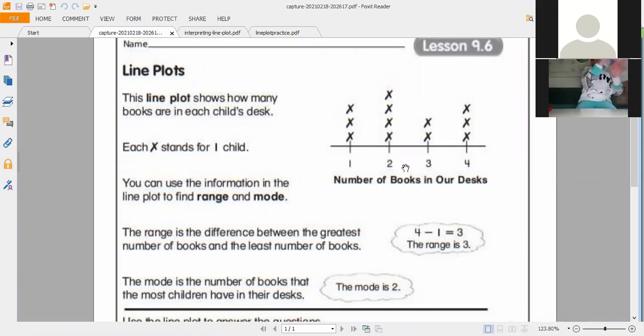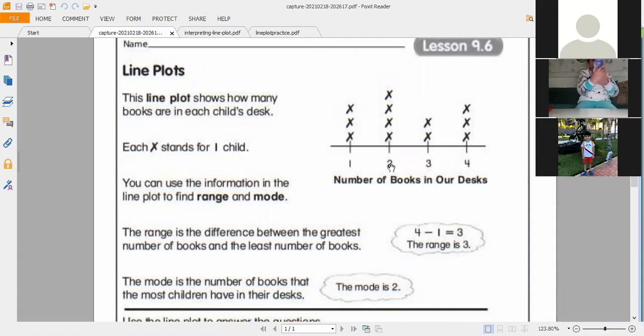3 books. We said that these numbers below refer to the books: 1 book, 2 books, 3 books. So how many children have 3 books? That means I will count the plots on top of the 3. 1, 2.